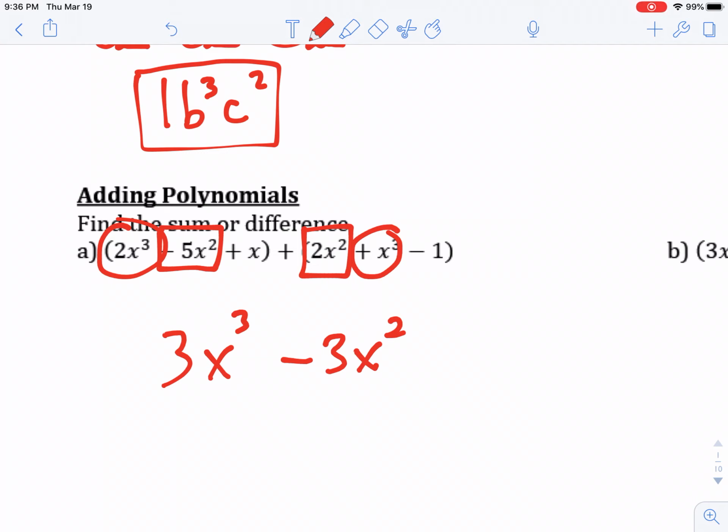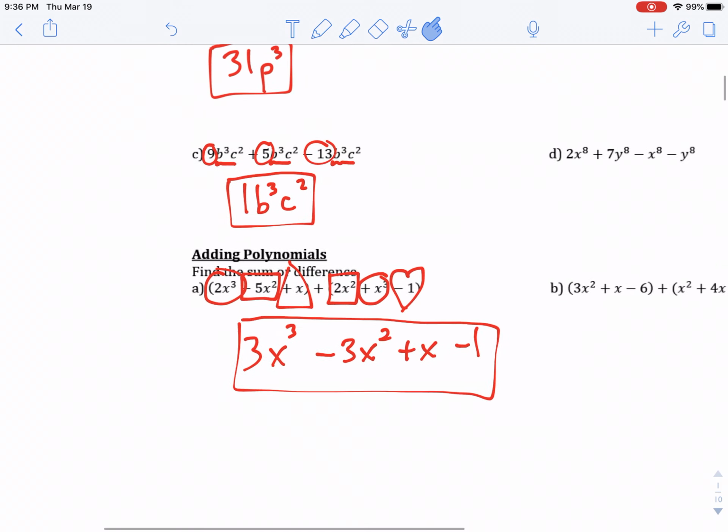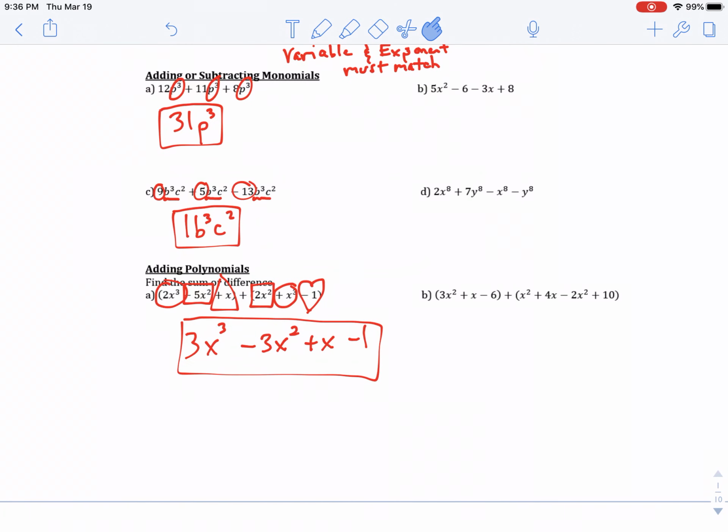And then you have a positive x, but there's no other x to combine with it. So you just write it there. And then minus 1 is left over. This minus 1 at the end will make a little heart over there. That just gets written in your final answer because it has nothing else to combine with. So that is now your final answer. Okay? That's how you add polynomials.